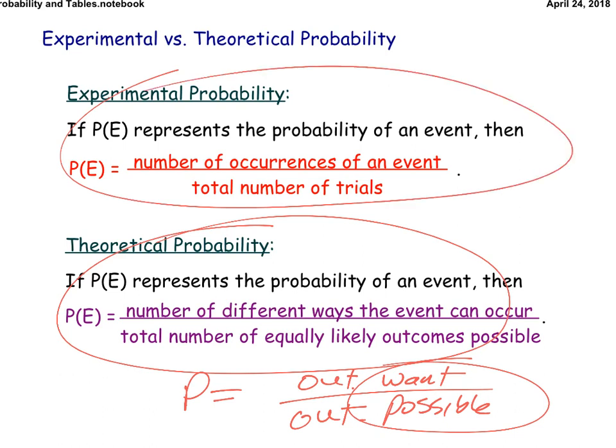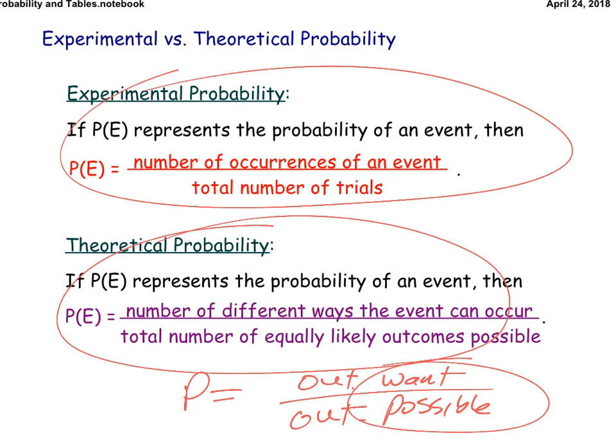Experimental is where you actually take a die and roll it, and what if it comes up 5 more often than it should? Like a lot more often than it should. Then you might think it's actually a weighted die.